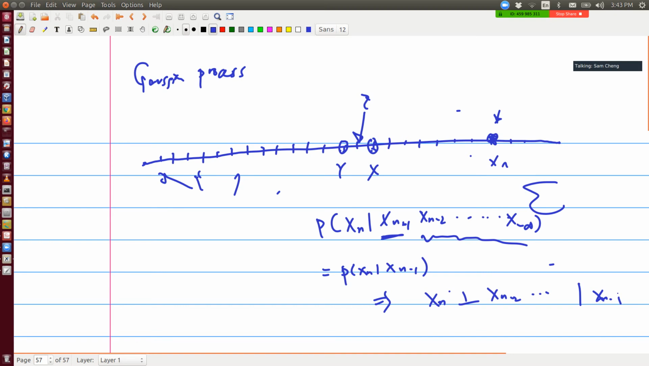It's minus 1 here, not minus 2. Oh yeah, that's right. In particular, for the rest I don't care, but just look at x_n conditionally independent of x_(n-2) given x_(n-1).